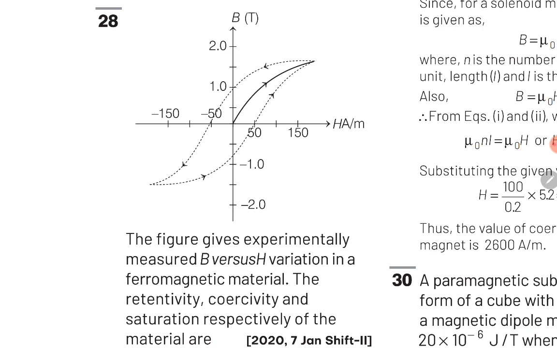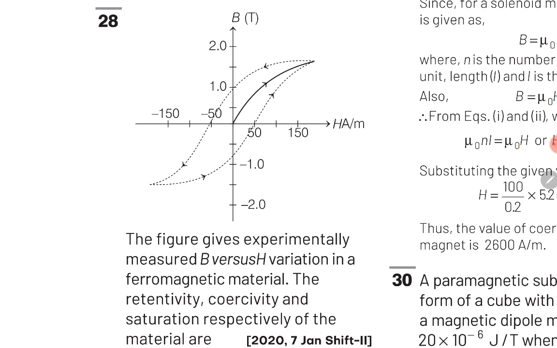The retentivity, coercivity and saturation respectively of the material are. Guys, you can see in the diagram that we have a magnetic hysteresis loop, and it is a graph of B versus H. Guys, retentivity is defined as the magnetization that will remain when the external magnetic field is equal to 0. In other words, retentivity is the value of B when H is equal to 0.